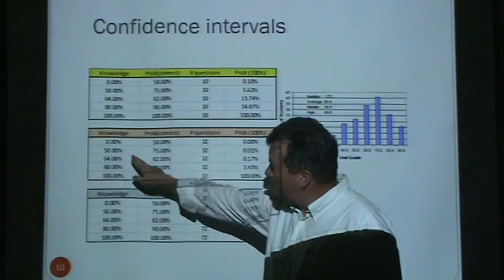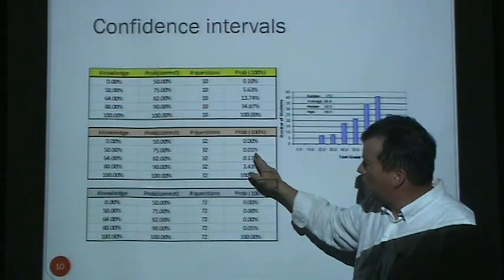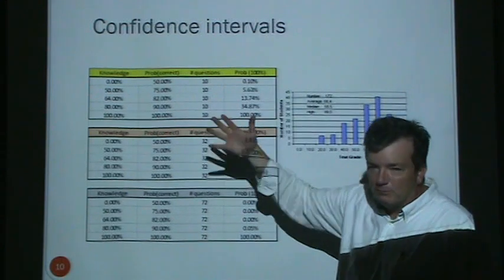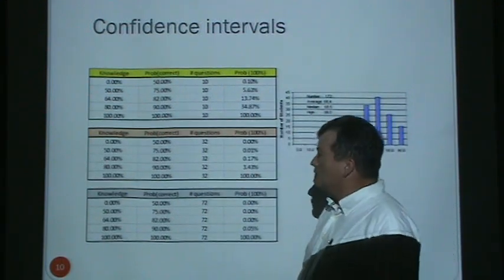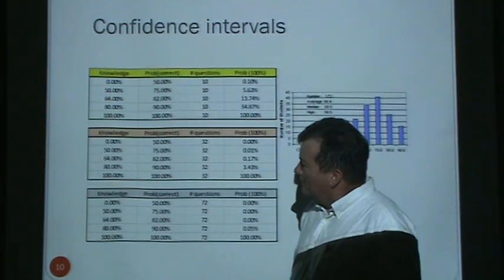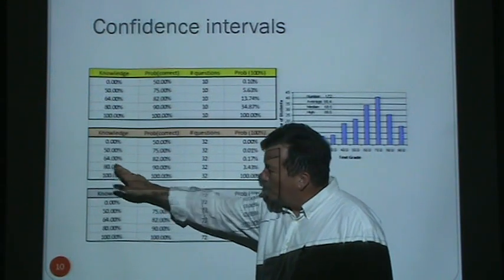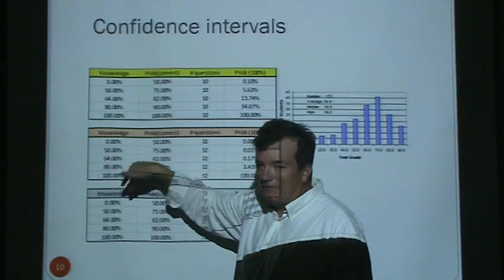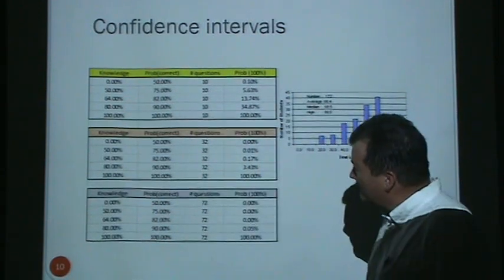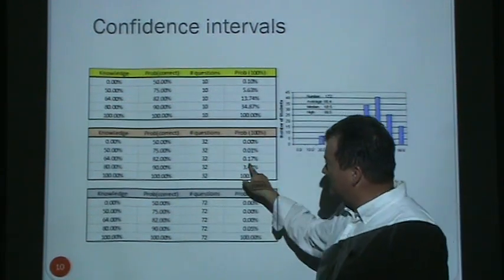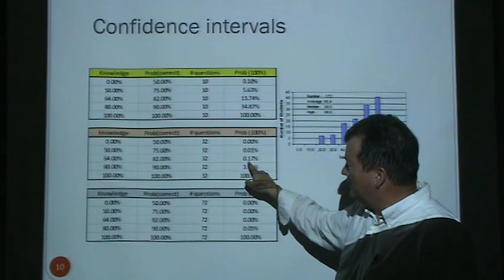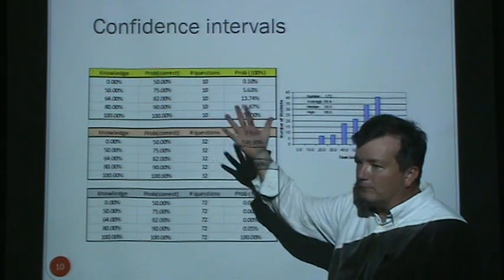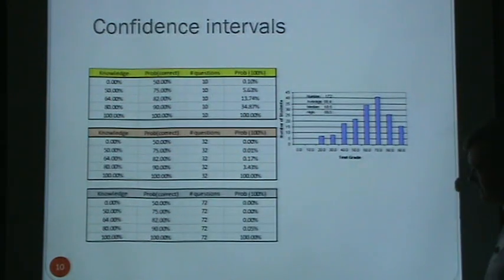A person who knows 50% of the material could get 100 on the test, but it's less than 1/100th of 1%. Almost no chance of happening. A person who deserves a 64, which is a very high F, right? Because we said 65 and below is an F. The chance that that person could get 100 is 0.17%, far less than 1% chance.